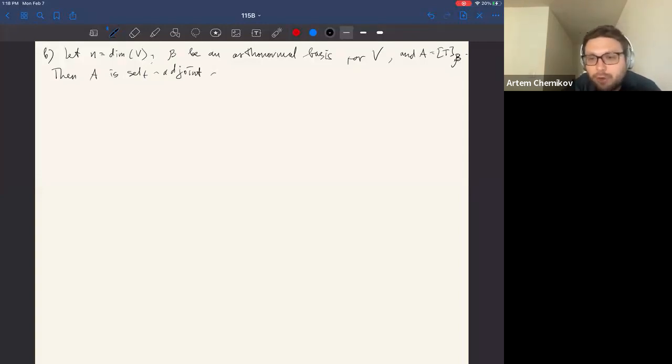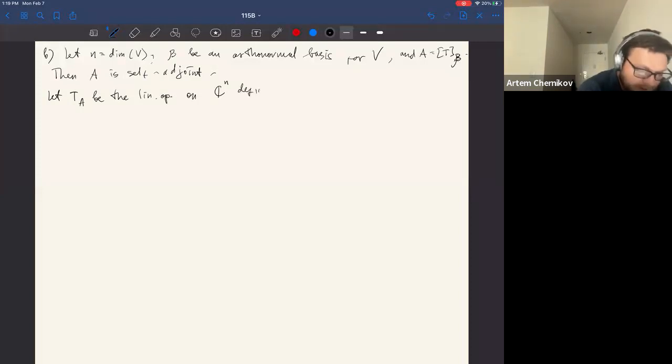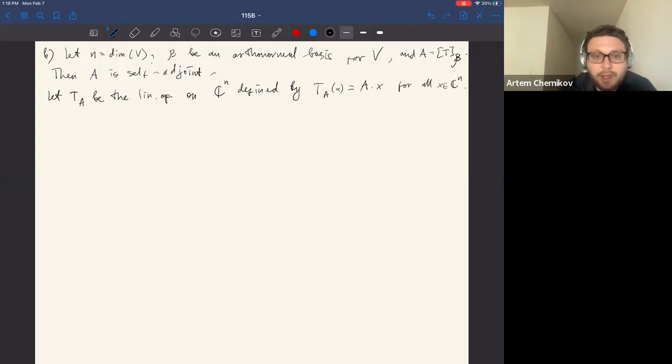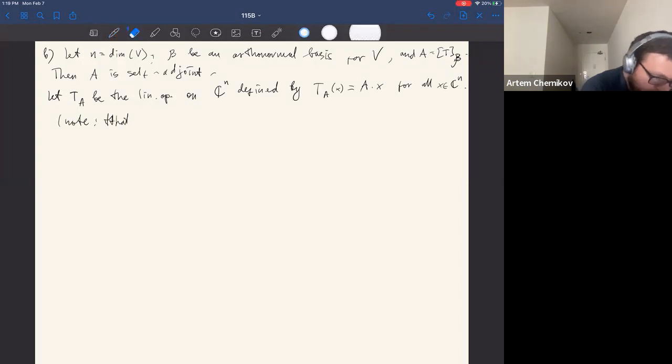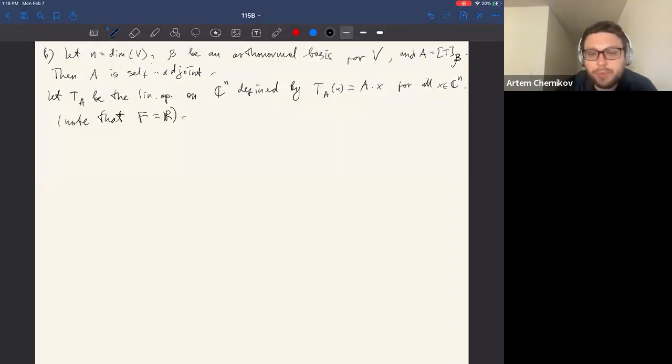Now let's look at how multiplication by this matrix behaves on the complex numbers. Namely, let T subscript A be the linear operator on the vector space C^n defined by T_A of x equals A times x, for all x in C^n. However, an important point here: in this case, note that the field of scalars F is equal to R here. And we look at this operator.